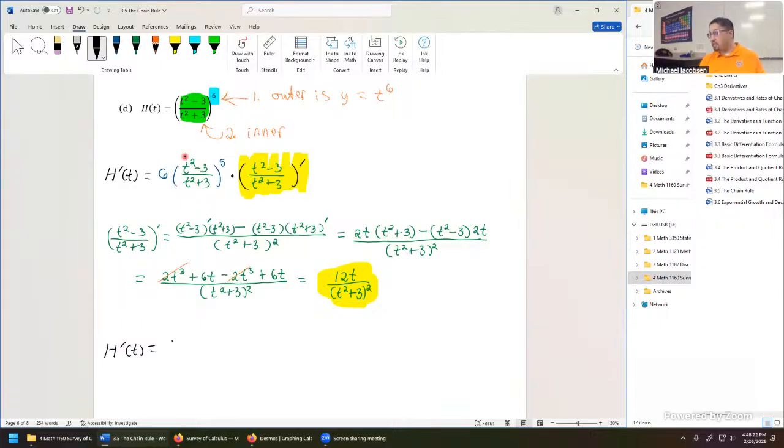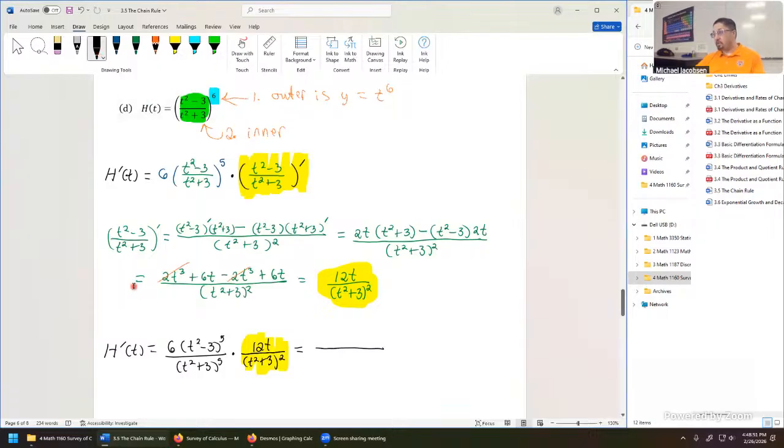So in the numerator, you can take the 6, t squared minus 3 to power 5. Then the denominator, t squared plus 3 to power 5. Multiply it by the result from the quotient rule, 12t, then t squared plus 3 to power 2. Let me highlight that in yellow just to show where it came from.